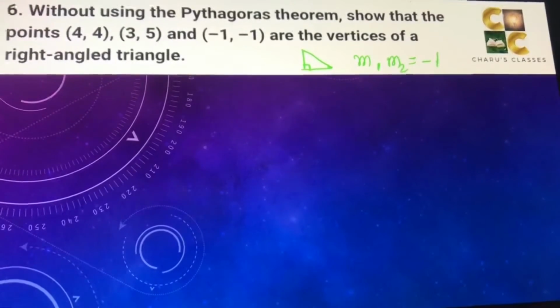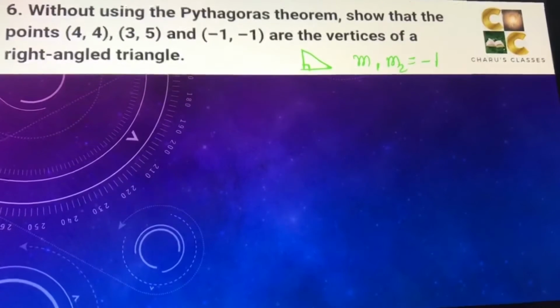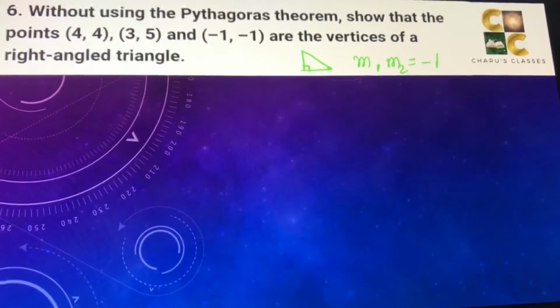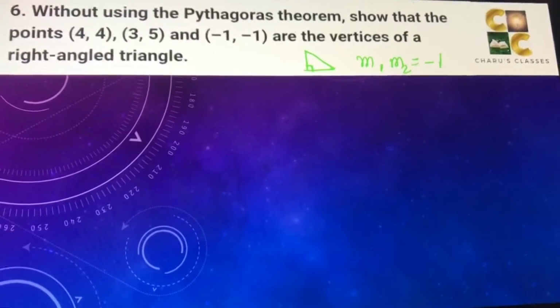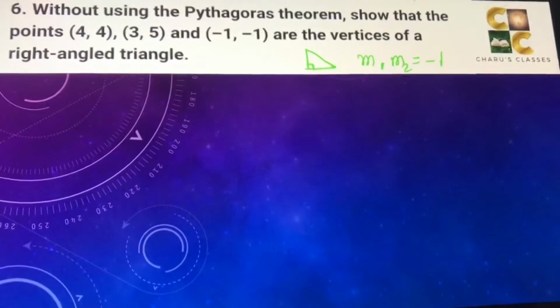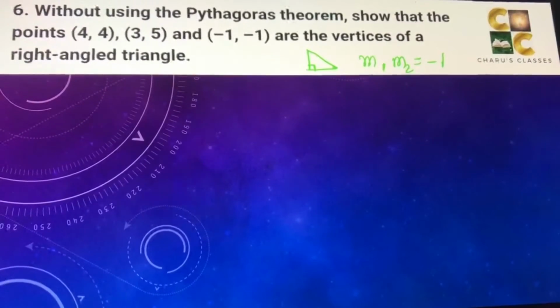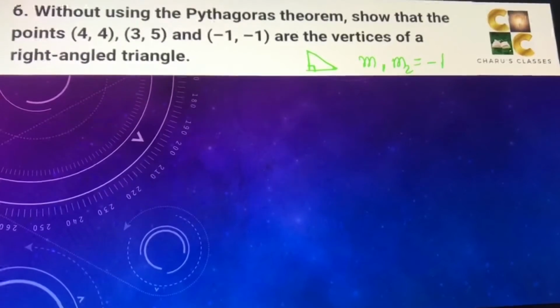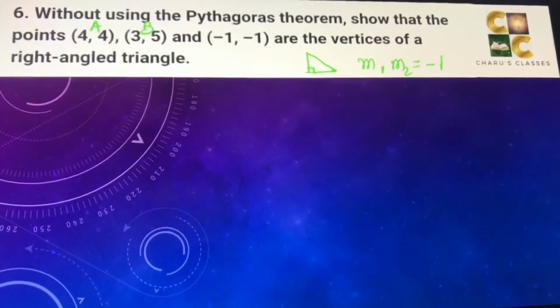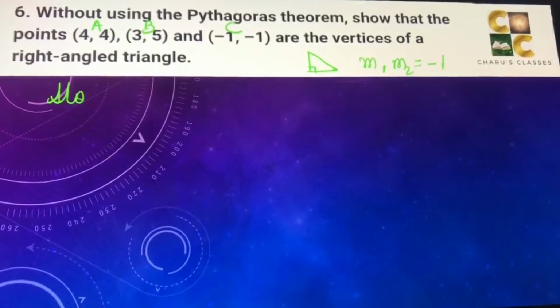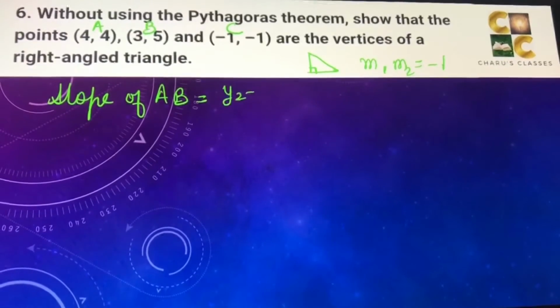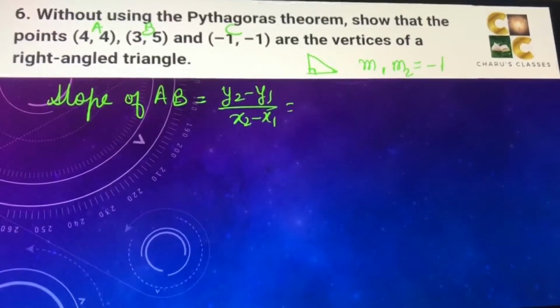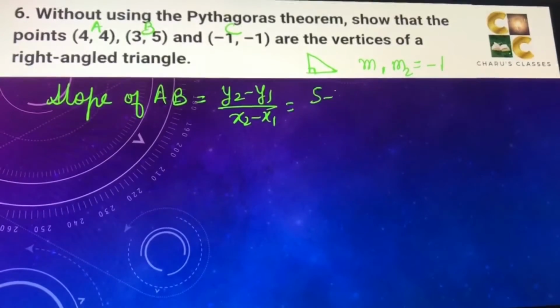तो यहाँ पे हमें 3 points और 3 vertices are given. हम हर एक का slope निकालेंगे and if any two of them, their product comes as minus 1, it means that they are perpendicular to each other. So that will be our proof. So let's call these points as A, B and C. Let's find the slope of AB. So we know slope is given as y2 minus y1 by x2 minus x1. That is going to be 5 minus 4 by 3 minus 4, that is minus 1.